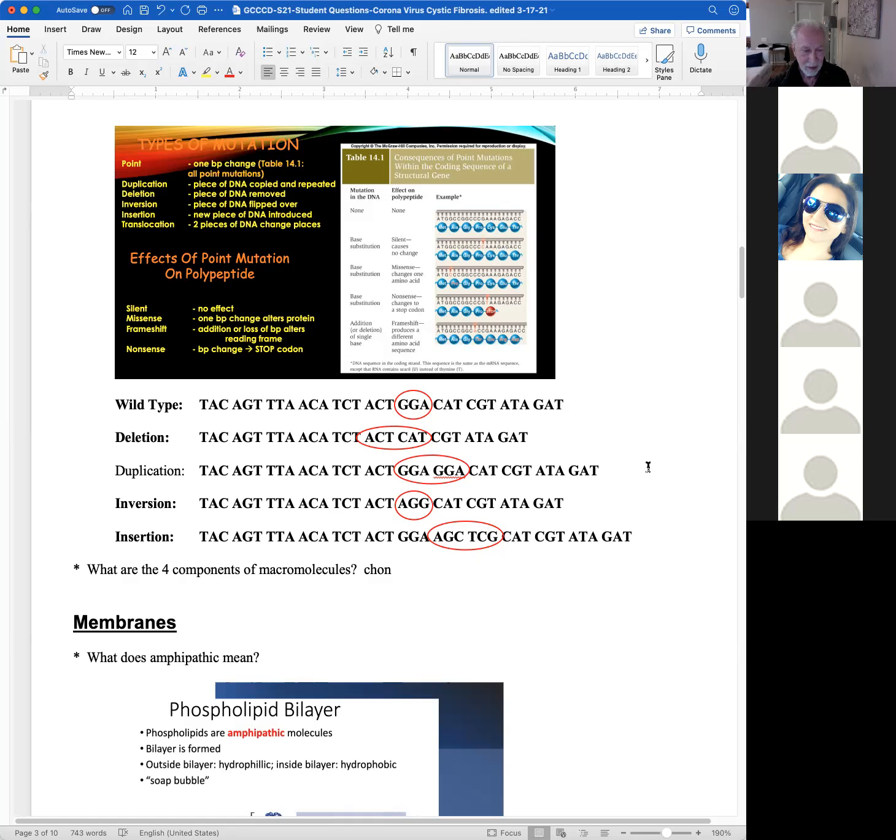So does that help to clarify how you read a sequence and how you can tell what type of mutation it is? This is important. We'll probably deal with this again on tests.